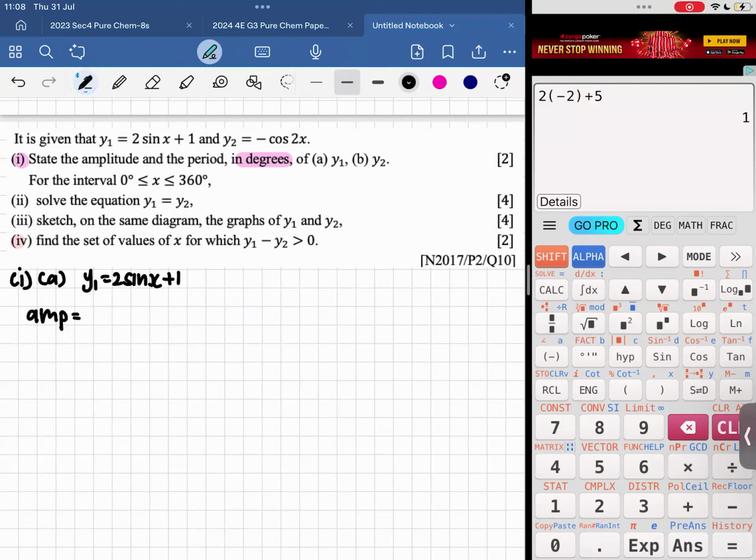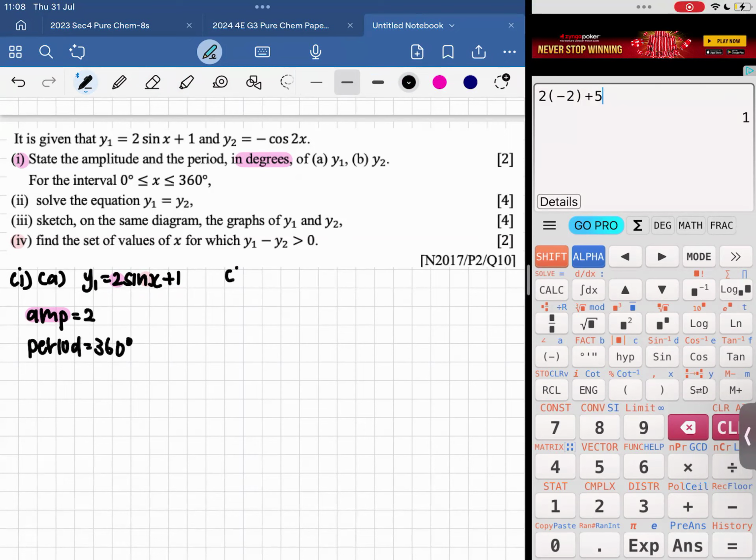So amplitude is just 2, right? Because amplitude refers to this one over here. Then the next thing that we're going to look at is how do we determine the period? There's only one full graph. So in this case, your period will be 360.